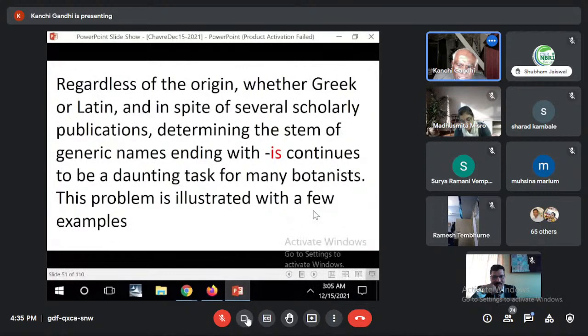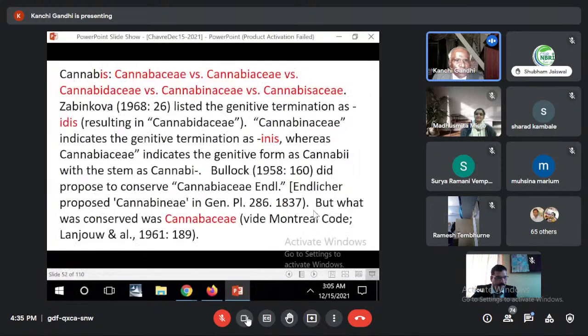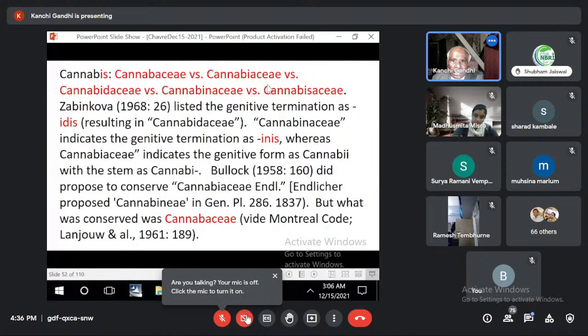Now, it is not always easy to find the genitive form, if the name ends with IS. Now, cannabis. Earlier I mentioned about the cannabis plant, Cannabis sativa, Cannabis indica. Cannabis, the genus name, is ending with IS. What is its genitive form? Based on the genitive form, you have to use the stem and add ACEAE. In the 19th century and the beginning of the 20th century, there were five family names derived from cannabis.